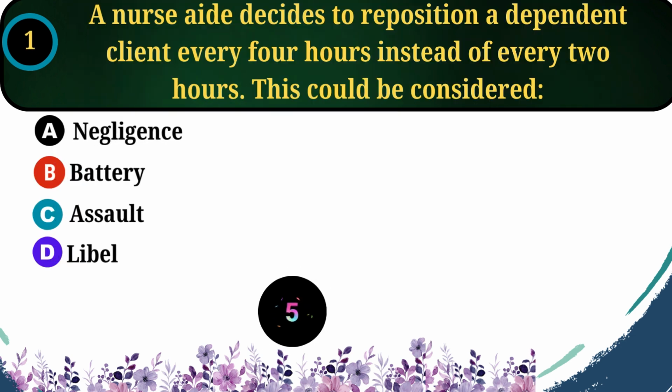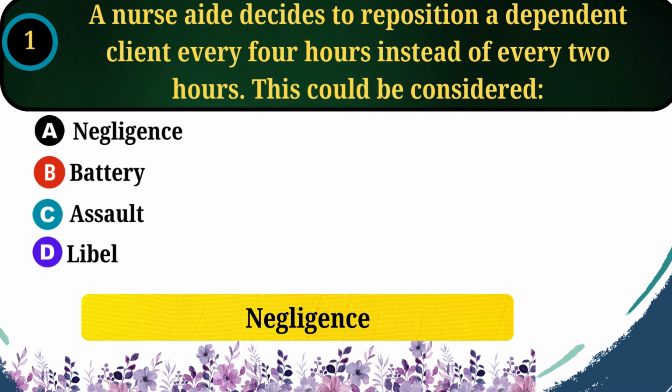A nurse aide decides to reposition a dependent client every 4 hours instead of every 2 hours. This could be considered. Answer: negligence.